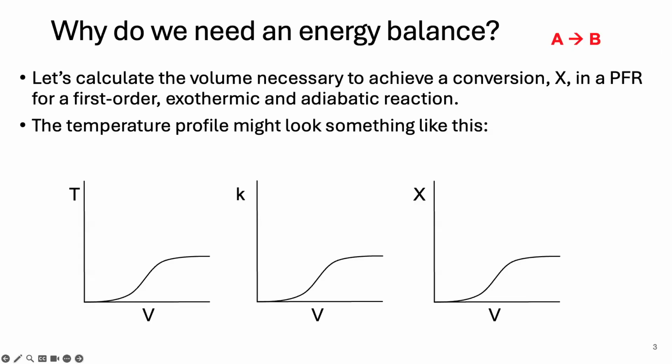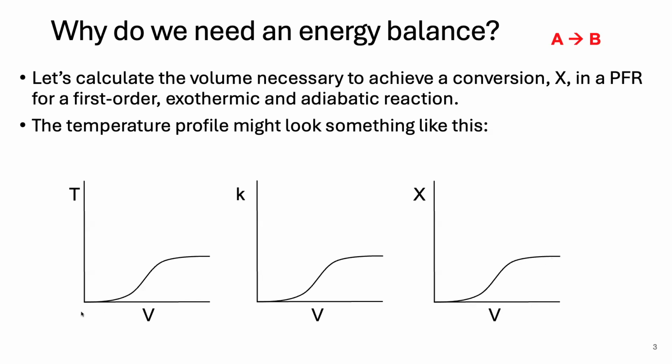To further appreciate why we might need an energy balance, let's consider the following first-order exothermic reaction that's taking place in an adiabatic PFR. So adiabatic meaning no heat transfer into or out of the system, and as an exothermic reaction, it will be giving off heat, thermal energy. And so, as we already know, as the contents of our reaction proceed down the length of our PFR, we'll be approaching higher and higher conversions, ideally towards a conversion of 1.